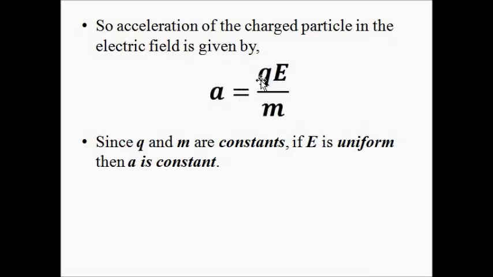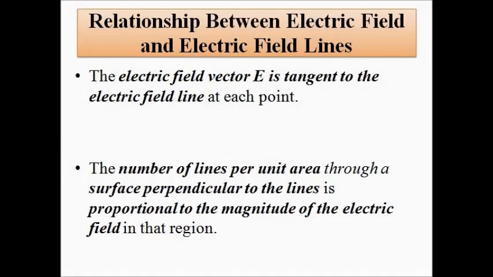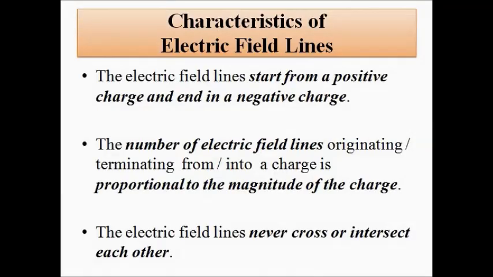Now, both Q and m are constants, they cannot change. The mass and the charge of the particle cannot change. So the only thing which is variable here is the electric field. If the electric field is uniform, then the acceleration will be constant. If it is non-uniform, then the acceleration will be variable. So here is an important concept associated with the electric field. We have discussed the electric field lines, the definition of electric field lines, the visual representation, and the basic properties or characteristics of electric field lines.